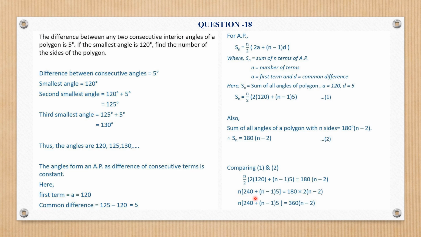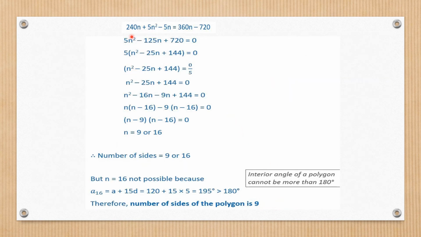So n into 240 plus n minus 1 into 5 equal to 180 into 2 times n minus 2. Okay, so n times this complete is equal to 360 into n minus 2. So this becomes an equation, 240n plus 5n square minus 5n equal to 360n minus 720. 5n square minus 125n plus 720 equal to 0.